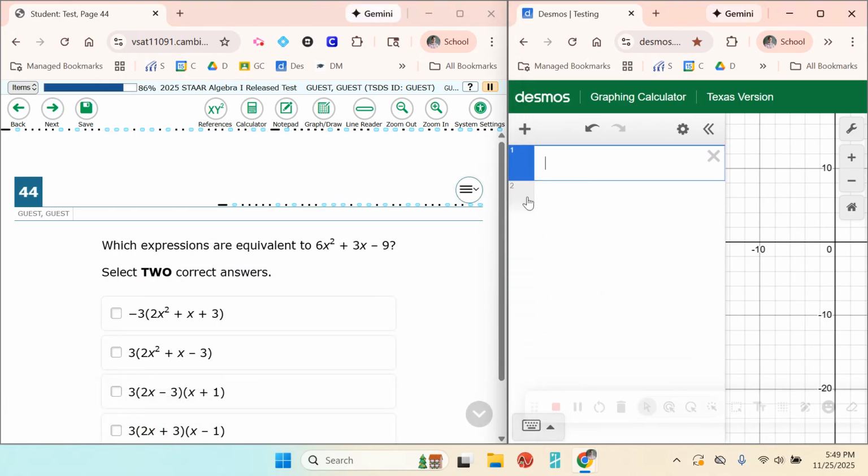All right, watch out for these. We're back to equivalent. Just know that it's looking for 2 correct answers. So I'm going to type in the question.